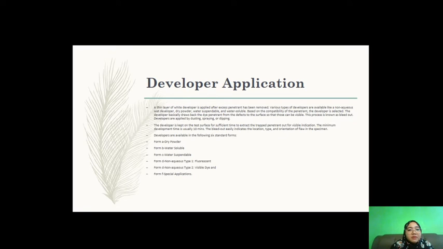Third method is developer. Developers are available in 6 forms. First, dry powder. Second, water soluble. Third, water suspendable. Fourth, non-aqueous type fluorescence. Non-aqueous second, visible dye, and the last is special application.